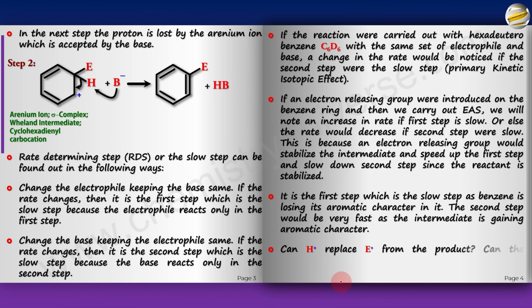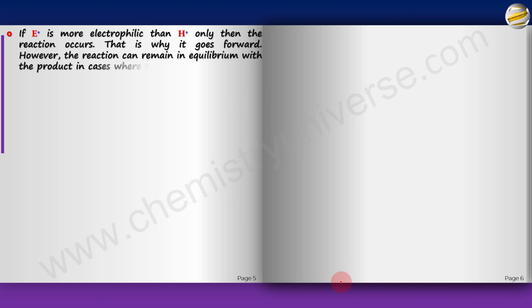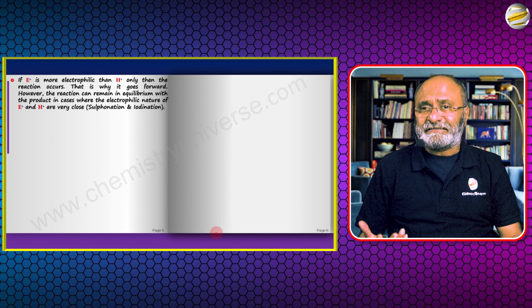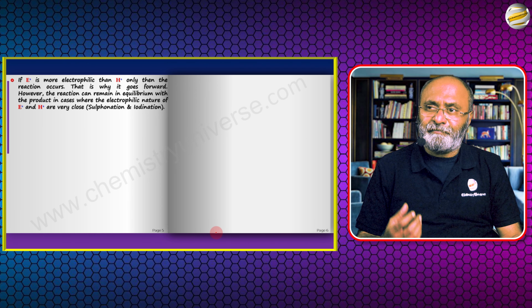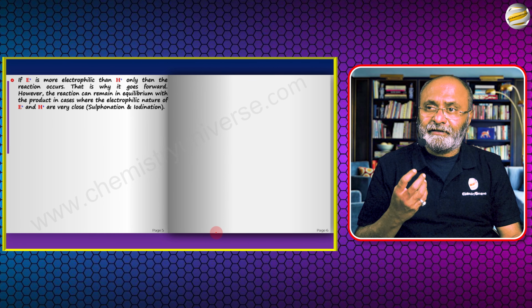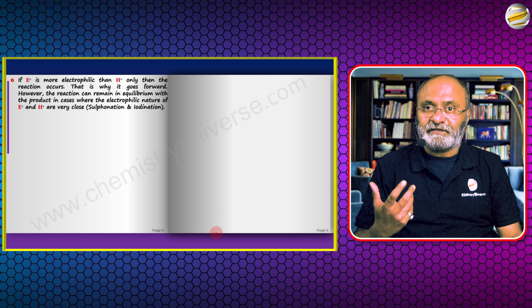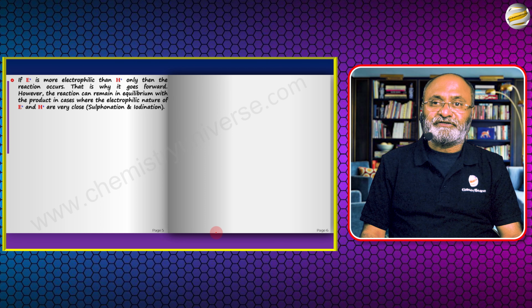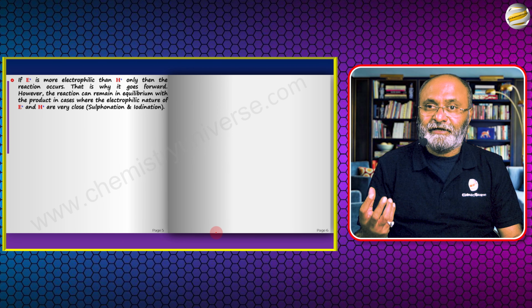So can H+ replace E+ from the product? Can the reaction go reverse? Well, only if the E+ is more electrophilic, that means more electron deficient than H+, does the reaction occur. That is why it goes forward. However, the reaction can remain in equilibrium with the product in cases where the electrophilic nature of E+ and H+ are very close, such as sulfonation and iodination. This we'll talk about, of course, later on, but it makes sense. If E+ is more electrophilic for some reason, maybe E is a highly electronegative element, and the plus on an electronegative element is not stable, so it reacts faster. Whereas H is relatively an electropositive element, so the plus on it is stabilized, so it will not react that much.